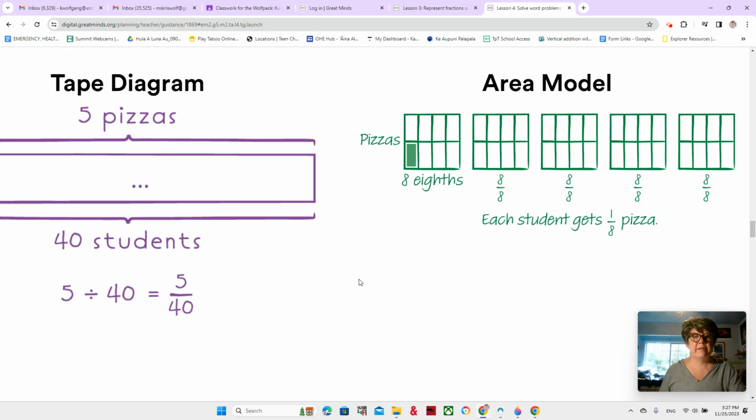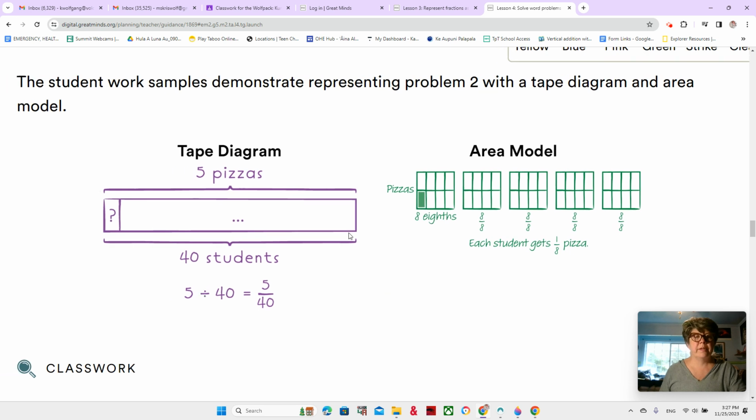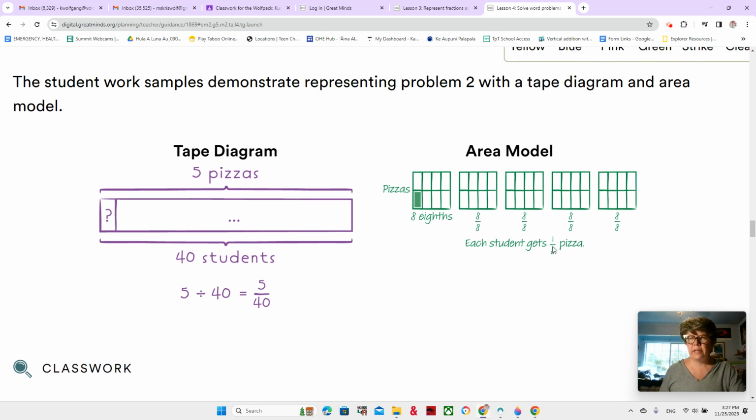All right, here we have a tape diagram, and we have what the book's calling an area model. So maybe you have something that looks like this: 5 pizzas divided among 40 students. And here's what we don't know: how much each person is going to get. Now, make sure that you don't have the 40 being divided, right? What's being divided is the pizzas. So it's 5 divided by 40, or 5/40ths.